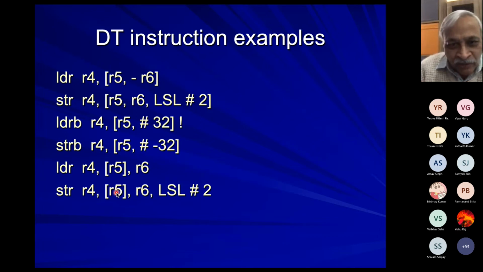Okay, so now look at this complicated looking store instruction. Once again, there is post indexing because the offset part is outside, and the offset part is also getting shifted by 2 positions. Okay, before R6 is added to R5, R6 is shifted. I mean, the contents of R6 shifted by 2 positions are added to R5. R6 is not changing. R5 would change.